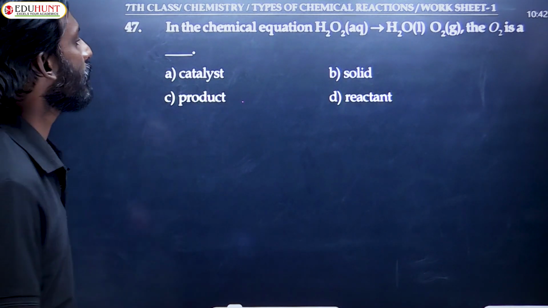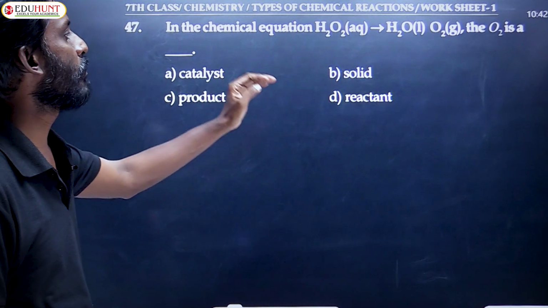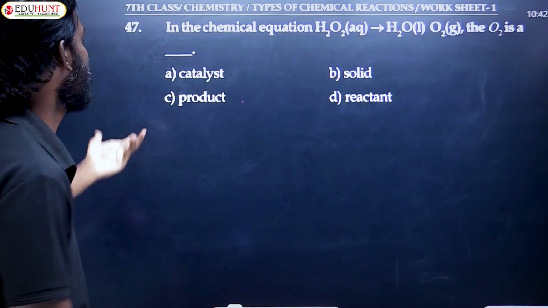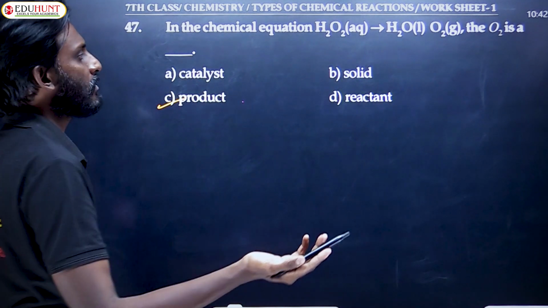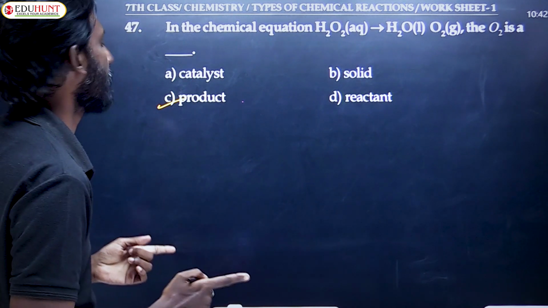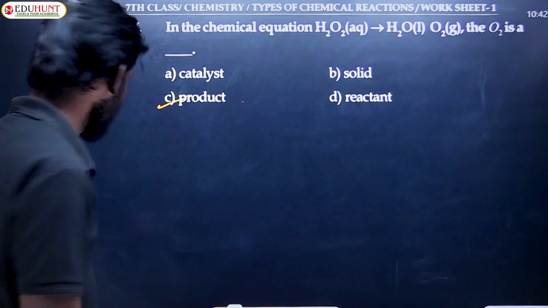In a chemical equation, H2O2 gives rise to H2O plus O2. The O2 is a product. O2 is not solid. It is not a reactant. It is not a catalyst. It is the product.